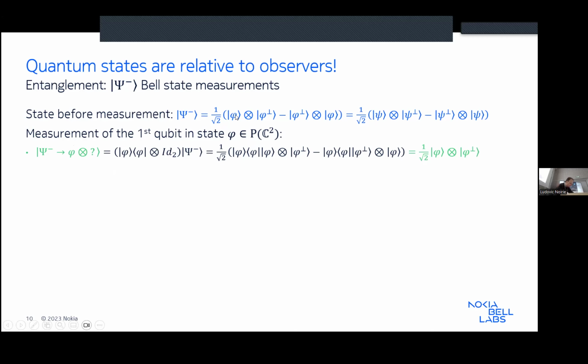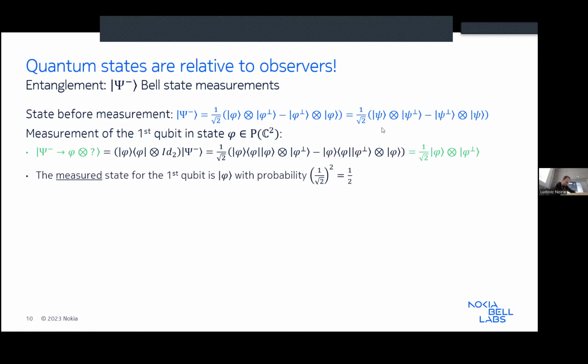So the first part will apply to the first part of the qubit of the pair, and the second part will apply to the second part of the pair. So when you do the calculation, you will have phi applied to phi here, and identity applied to phi orthogonal, so you have phi orthogonal, and here you have psi minus, and phi applied to phi orthogonal, and identity applied to phi. Phi and phi orthogonal are orthogonal, so this is equal to zero, so this cancels. And what remains is 1 divided by square root of 2, phi phi orthogonal. This means that the measured state for the first qubit will be phi.